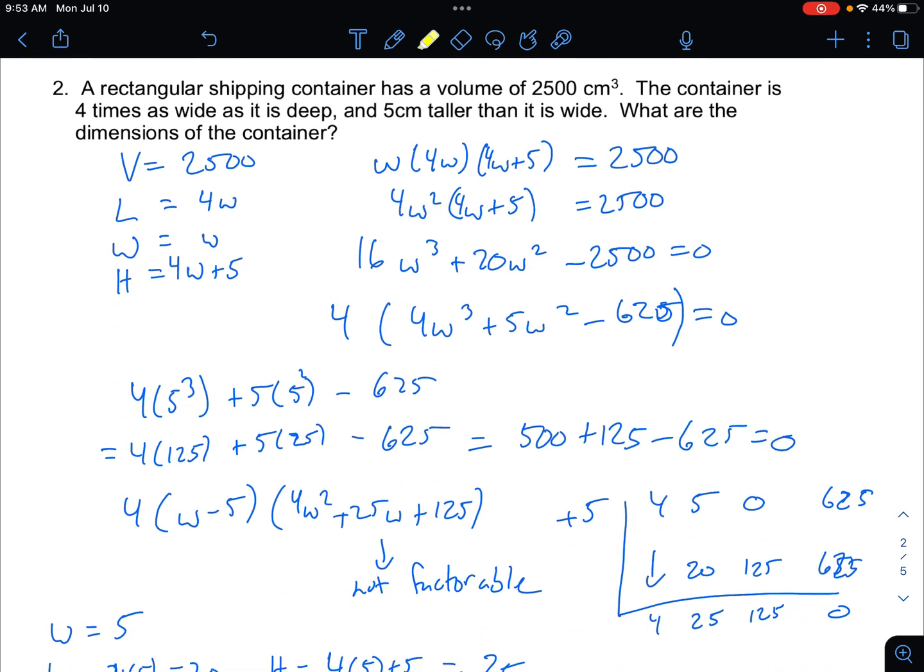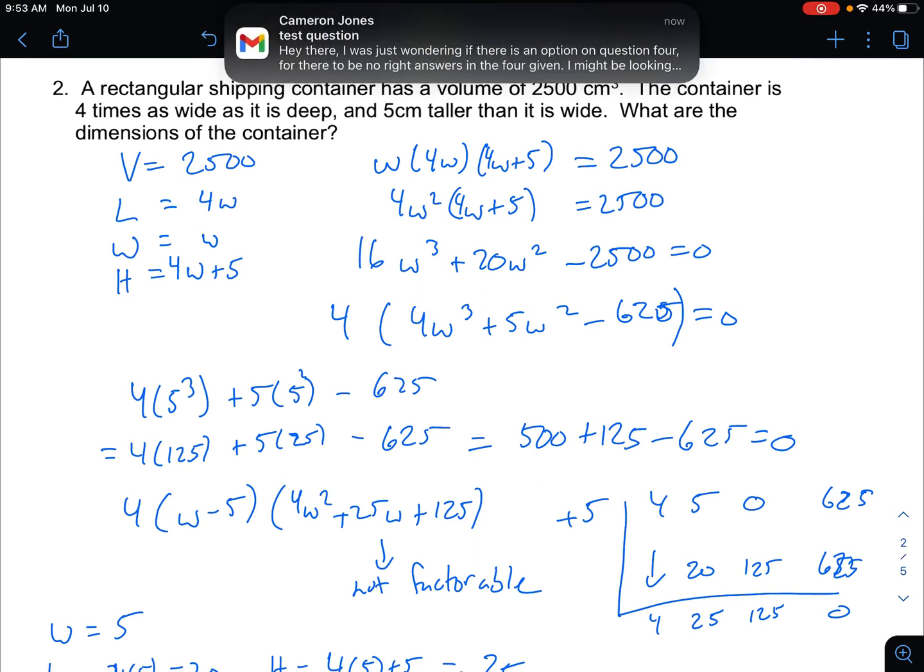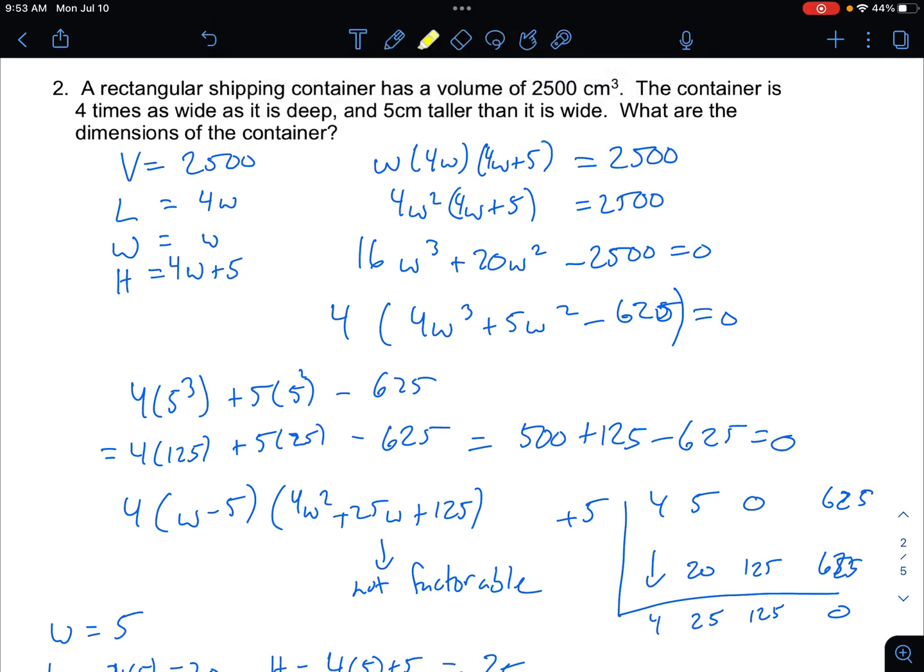With this one, it was tricky because of the wording of it. The container is 4 times as wide as it is deep and 5 centimeters taller than it is wide. So when you're looking at that, if the width is the width, then the length is going to be 4 times that, and the height is 4 times that plus 5. And then when you work that out, you expand this out, you would get this cubic.